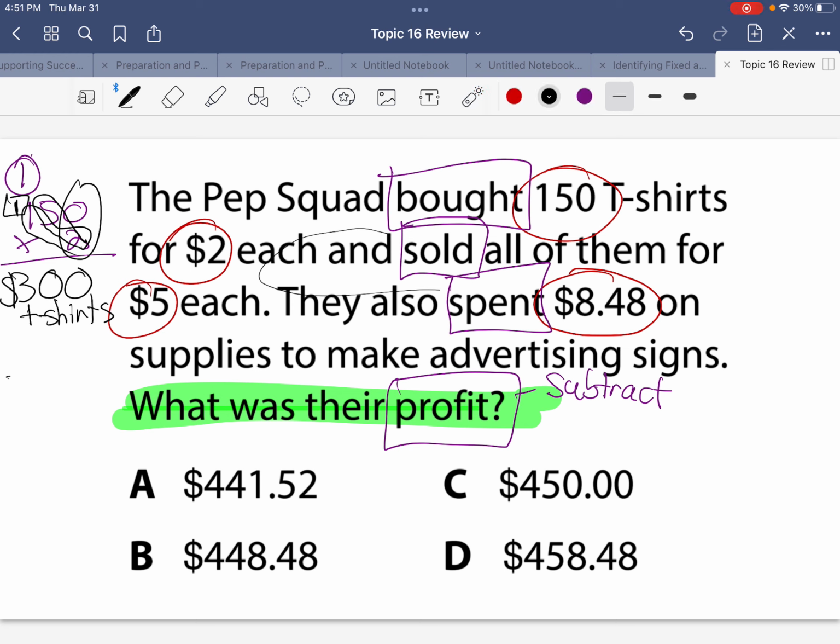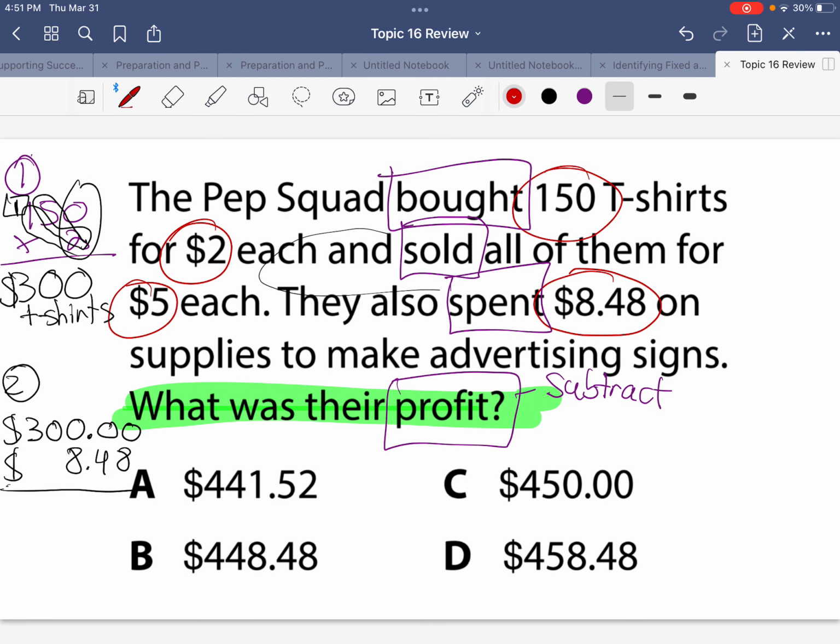So my second step is I'm going to take that $300 and I'm going to add it to what they also spent. They spent $8.48 to make advertising signs, okay? So I'm going to do 300 plus $8.48. Now, $8.48 is a decimal. Where do I put my decimal in 300? I put it right here, okay? So I put a decimal here, my 0, 0. This is just saying I have $300 and 0 cents. Now I'm going to line up my other number, $8.48.